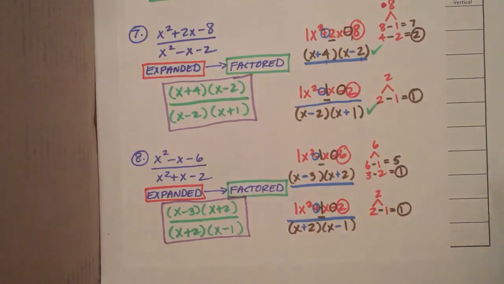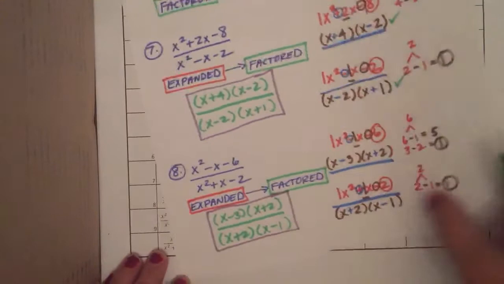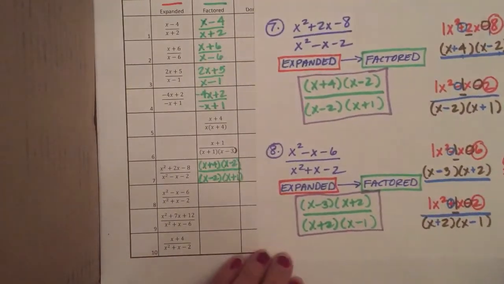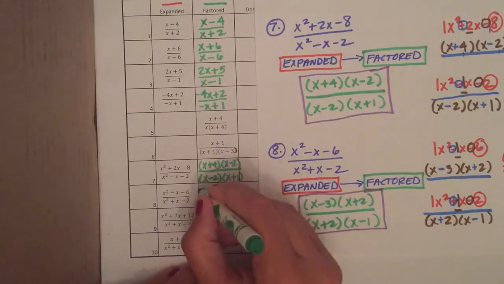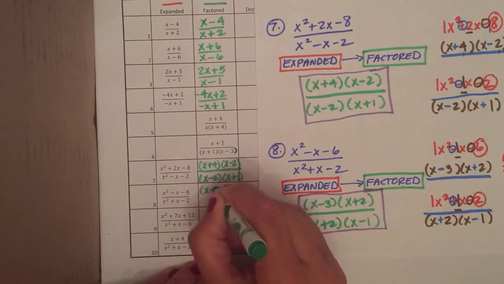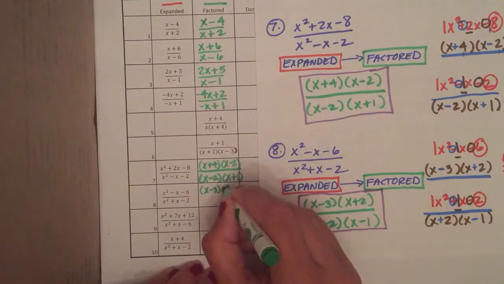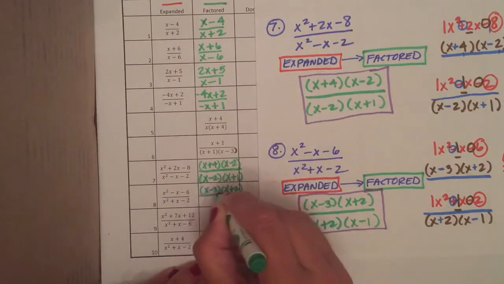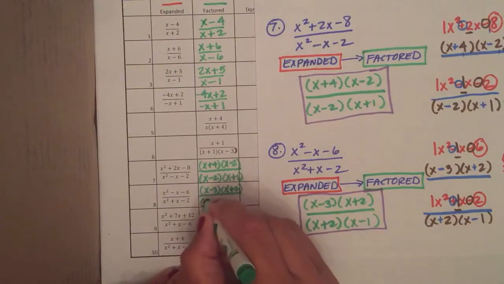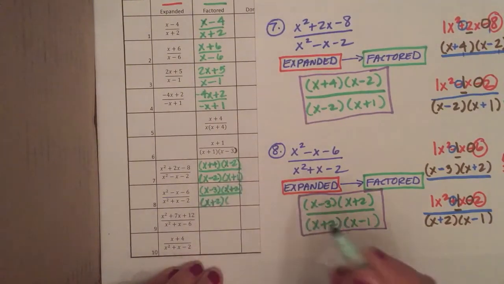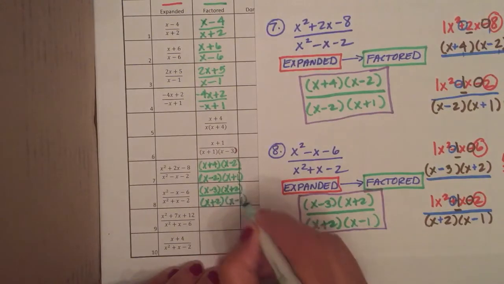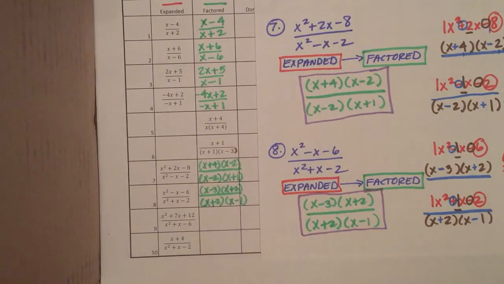That's factored form for number 8. So I'm going to come over on my paper for number 8, and I'm going to write my factored form, which is (x minus 3)(x plus 2) over (x plus 2)(x minus 1). So those are my factored forms.